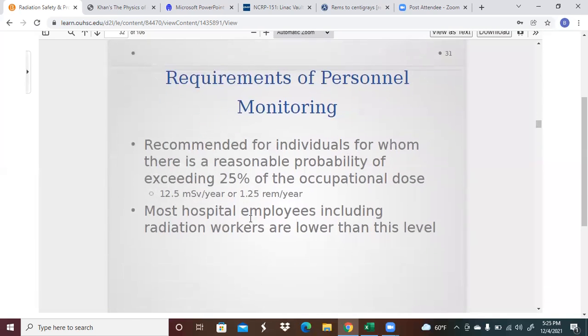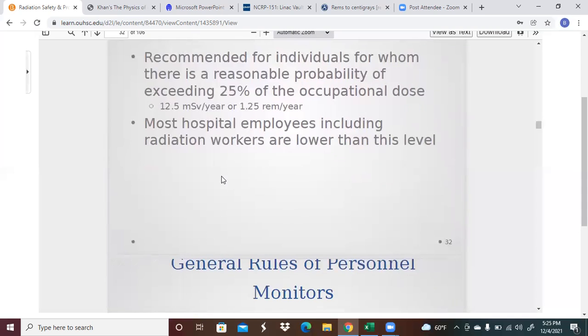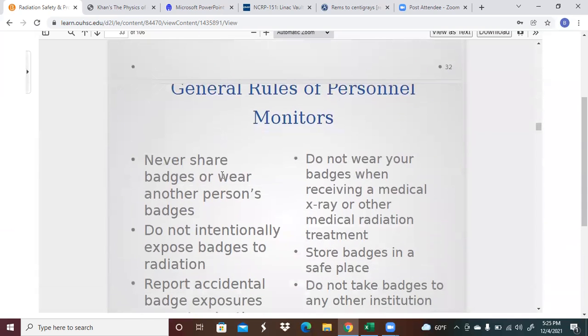So the requirements for personnel monitoring: it is recommended for individuals for whom there is a reasonable probability of exceeding 25% of the occupational dose, or 12.5 millisieverts per year, 1.25 rem per year. Most hospital employees, including radiation workers, are lower than this level. And you want to protect your workers as much as possible, and trying to make a safe place is the best way to go about that.